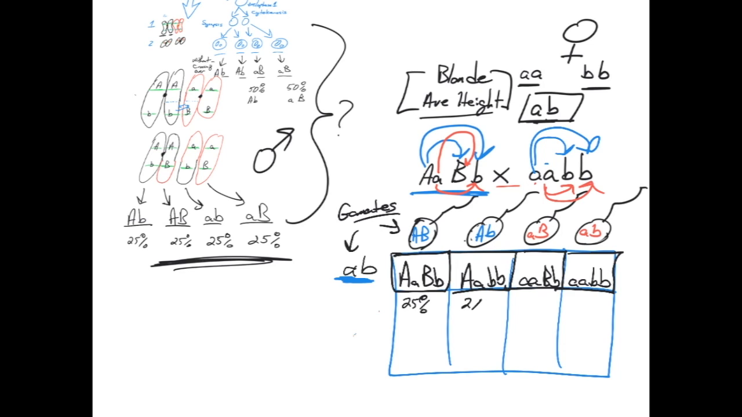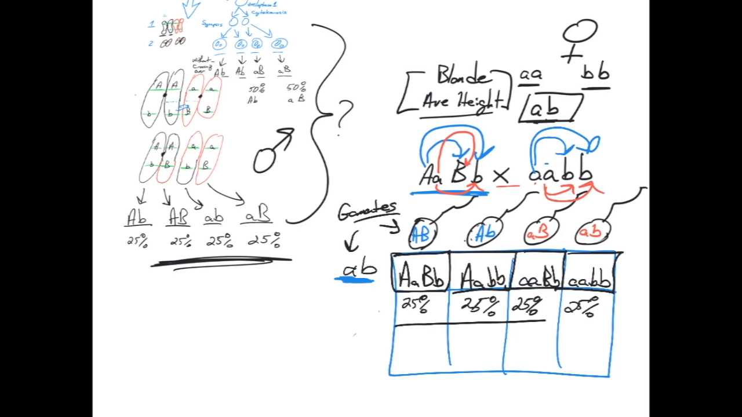25% are heterozygous for one and homozygous for the other. Do you agree? And 25% homozygous recessive for one and heterozygous for the other. And then 25% are homozygous recessive for both. So again, you end up with 25% across the board. That's genotypically. Now let's look at phenotype.